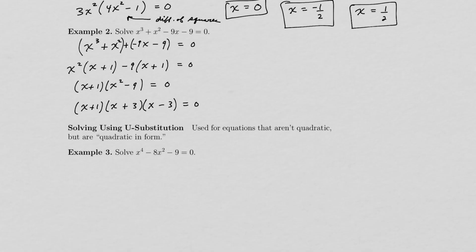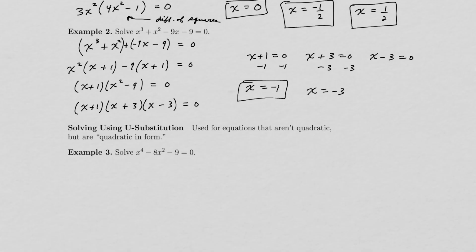x plus 1 equals 0, x plus 3 is equal to 0, or x minus 3 is equal to 0. The first case leads to the solution x equals negative 1. The second leads to the solution x equals negative 3. And the third leads to the solution x equals positive 3. Right, so those are my solutions. Just three solutions in this case.